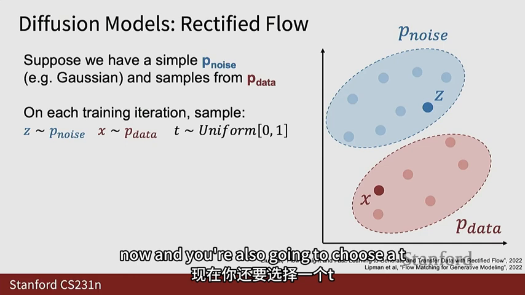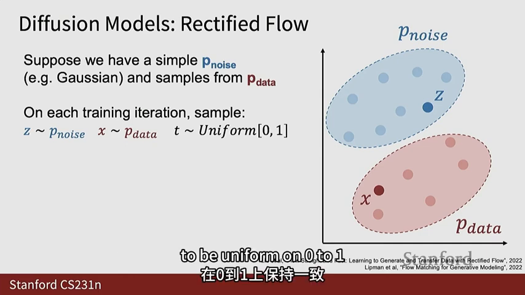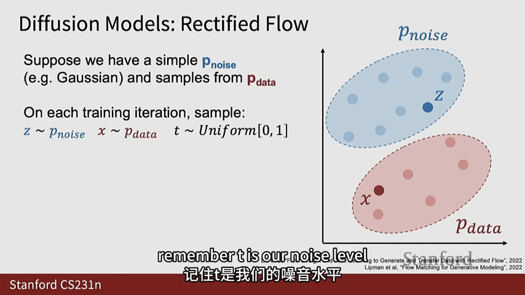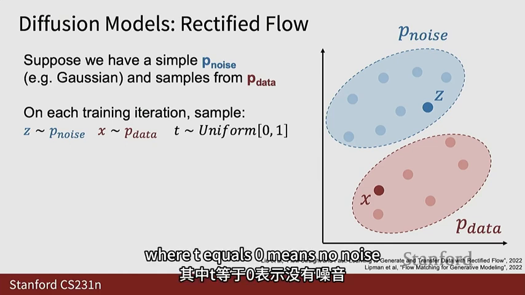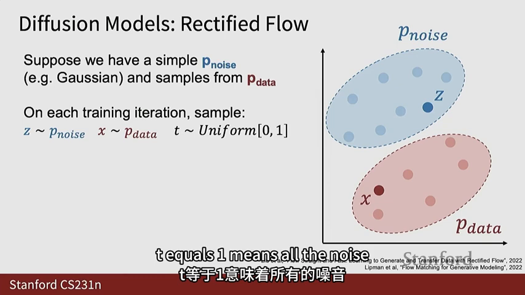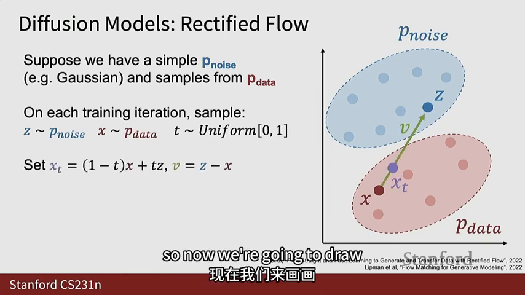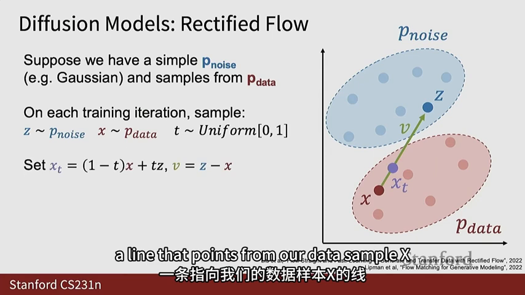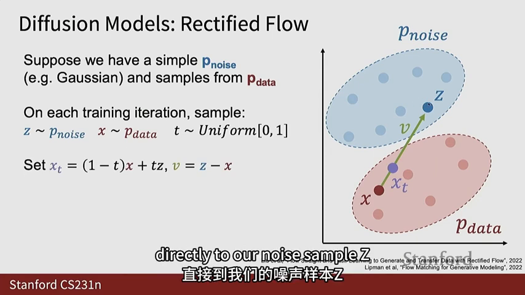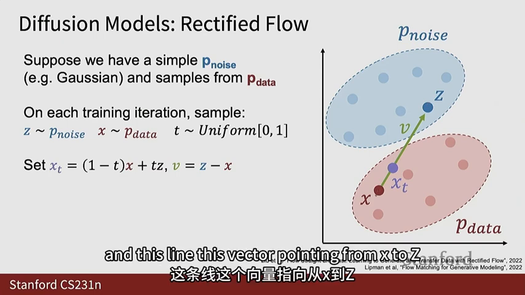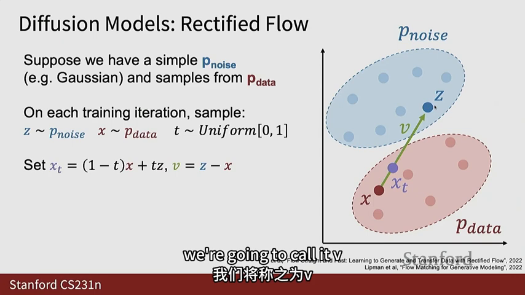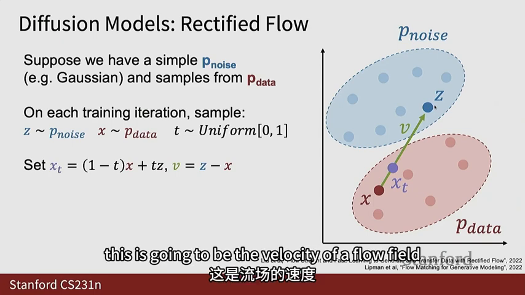Now, you're also going to choose a t to be uniform on 0 to 1. Remember, t is our noise level, where t equals 0 means no noise, t equals 1 means all the noise. So now we're going to draw a line that points from our data sample x directly to our noise sample z. And this vector pointing from x to z, we're going to call v.